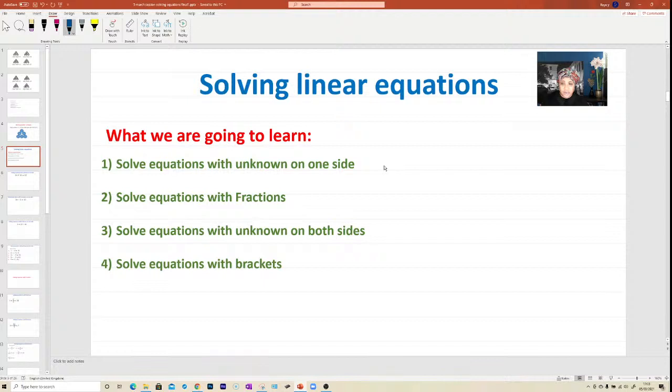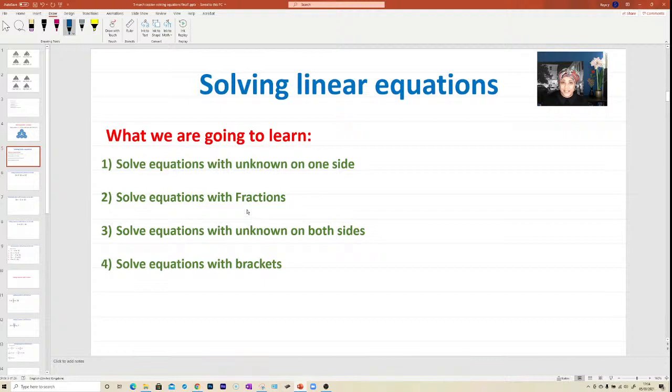So in this session, we're going to solve equations with unknown on one side, and then we're going to solve equations with fractions. In between, I'm going to give you some work to do. So please, if you don't have a pen and paper or pencil and paper, go and get it now, because I don't want to do all the work, guys. And then we're going to solve equations with unknown on both sides, and then we're going to solve equations with brackets. So after this, I'm going to give you some homework.